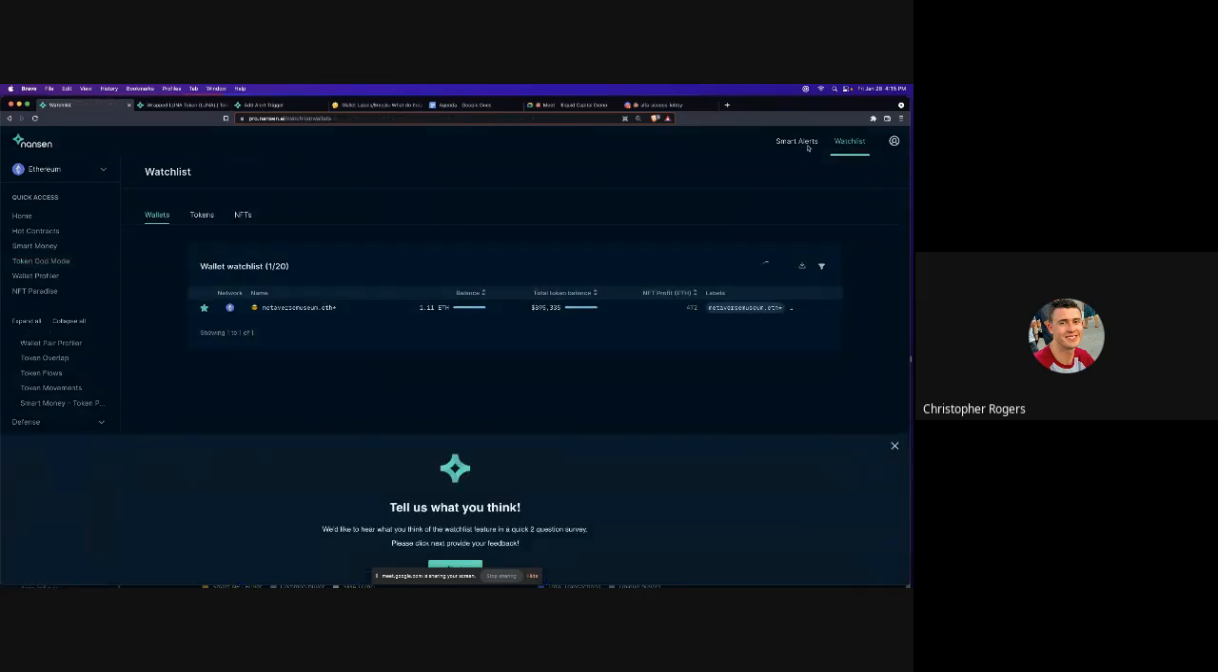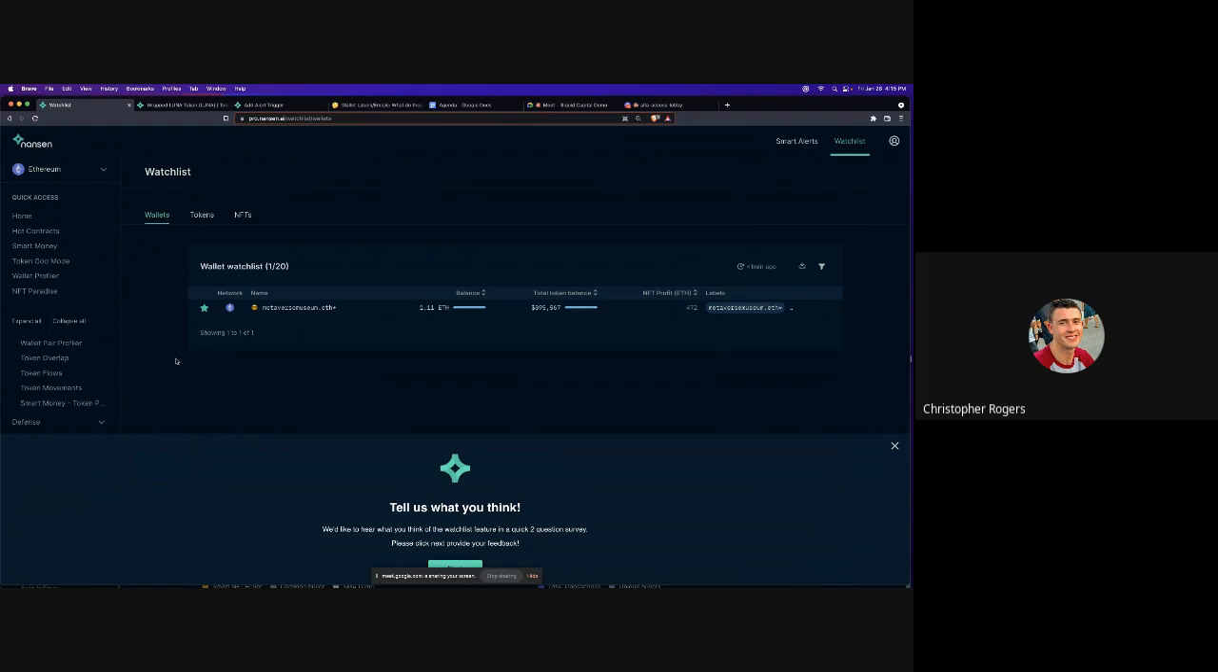It just sits up here in the upper right. I even skipped over it, but being able to add tokens, NFTs, or different wallets to your watch list is relatively important. It helps to keep them in mind, so you can check this when you first load up Nansen on the day, see what's taking place, see if their profit has changed, and so on and so forth.